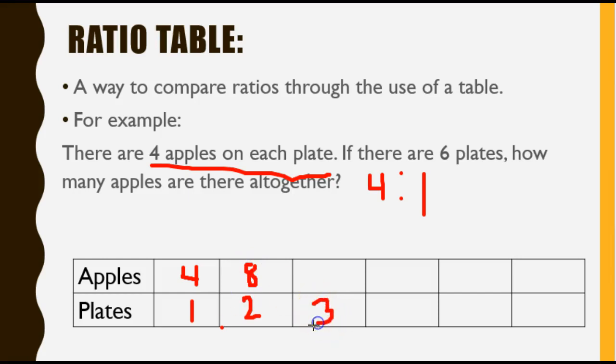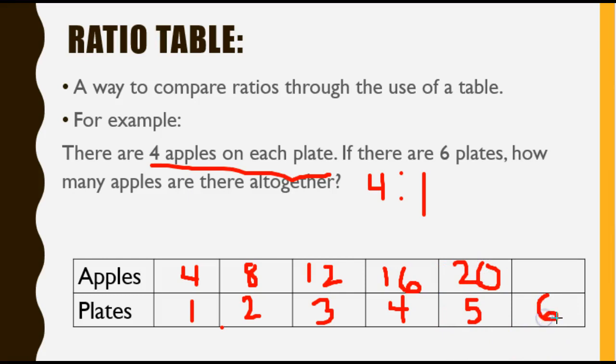Let's look at 3 plates. I've seen that 1 times 3 gets me to 3, so 4 times 3 would get me to 12. 12 apples to 3 plates. Let's look at 4 plates. 1 times 4 gets me to 4, so 4 times 4 would get me to 16. To have 16 apples to 4 plates. And for 5 plates, 4 times 5 would give me 20. So I'd say I have 20 apples to 5 plates.